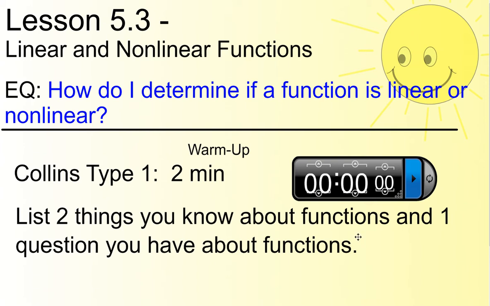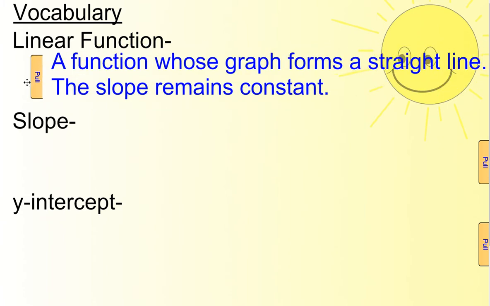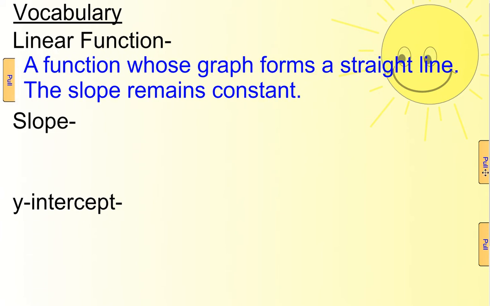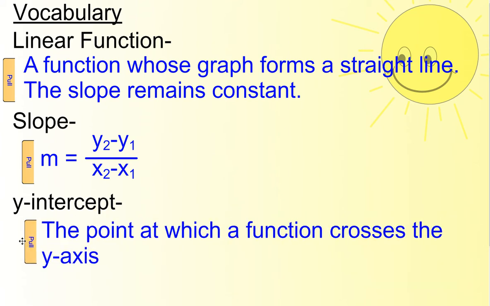Okay, so let's take a look at our vocabulary. Linear function, slope, y-intercept. Nothing new here. We've seen all of these before. So a linear function is a function whose graph forms a straight line, which means the slope remains constant. Slope is found using that formula, and a y-intercept is the point at which the function crosses the y-axis.